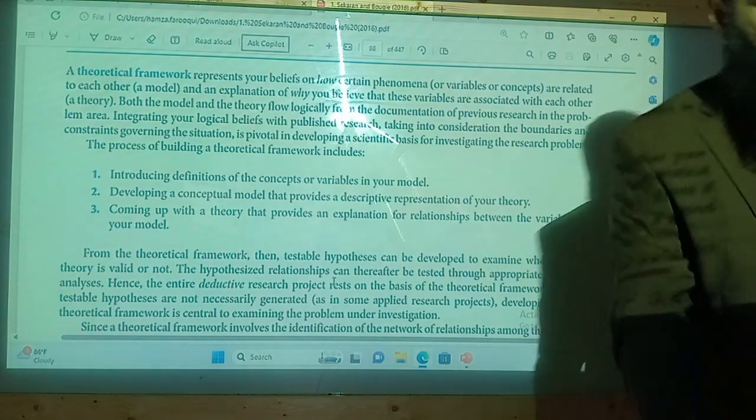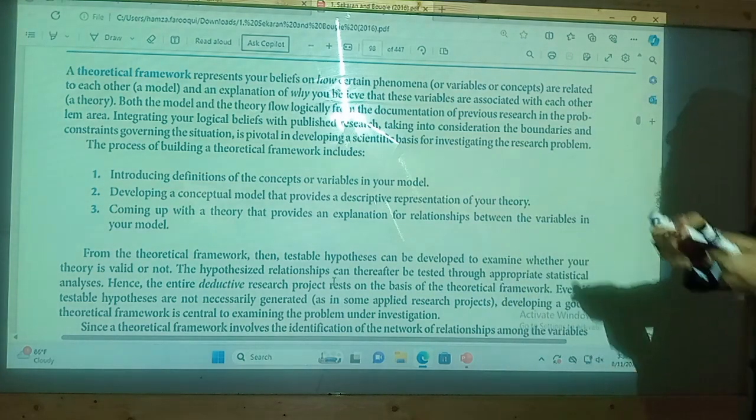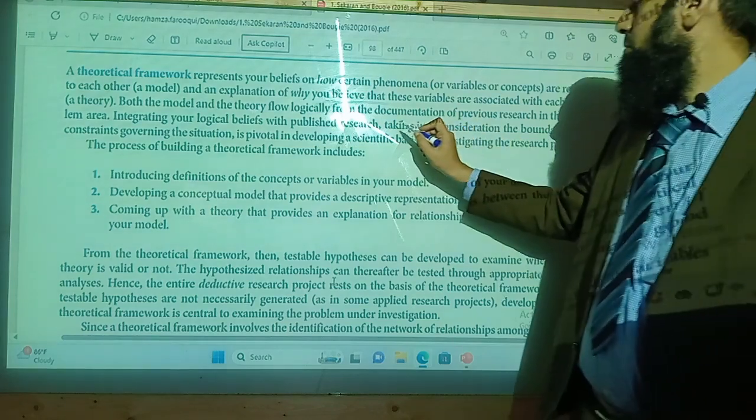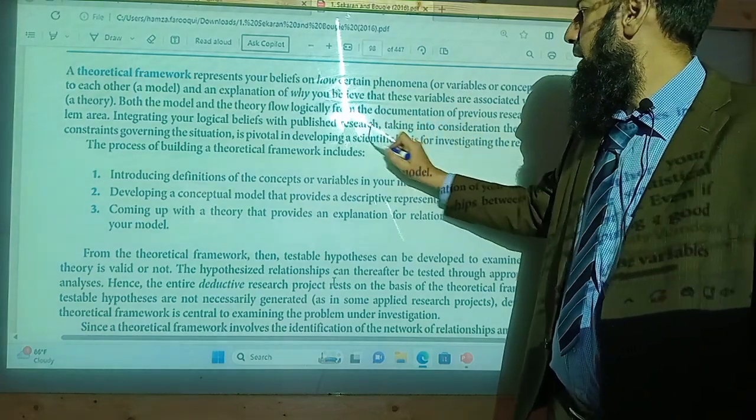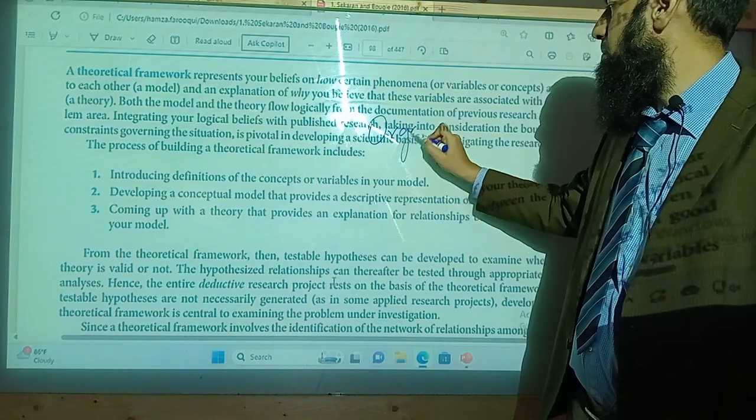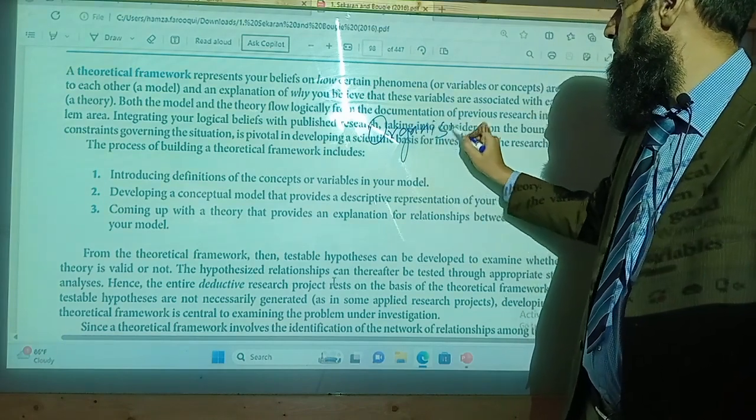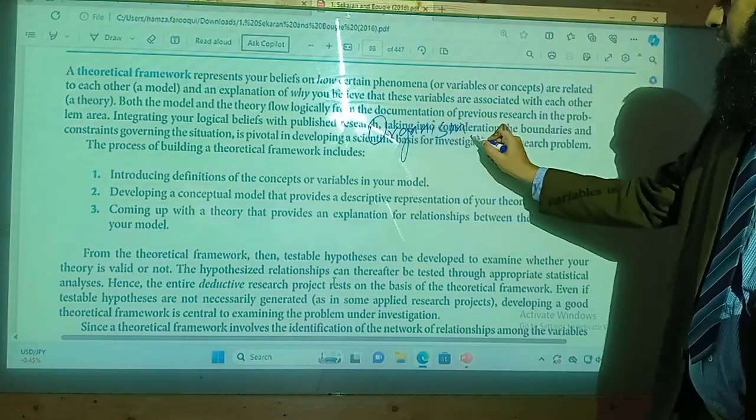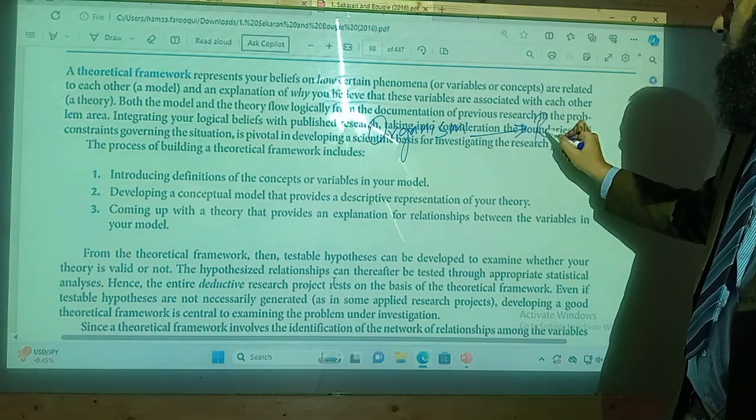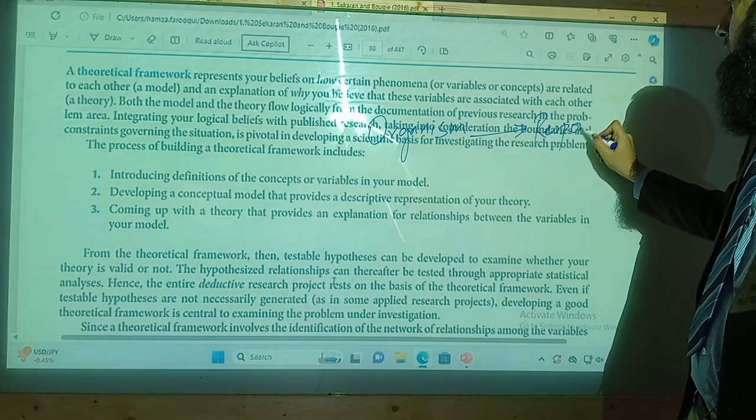For example, if you talk about the phenomena, that there is an organism, and this is the response.